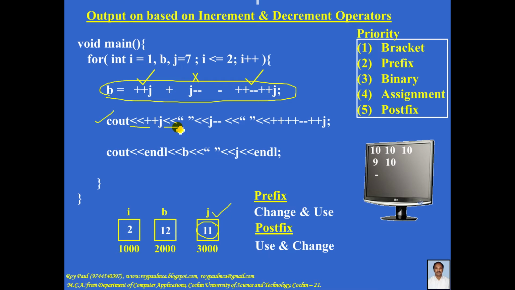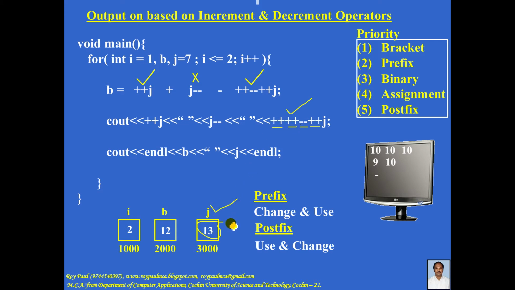Cascading of output operator, meaning multiple use of output operator in one statement. So calculation must be done from right to left. Now this is prefix, so change and use. What does J contain? J contains 11. So plus plus 11, 12, minus minus 12, 11, plus plus 11, 12, plus plus 12, 13. So change, J contains 13. Now use it for output operator. So here 13 comes, space.